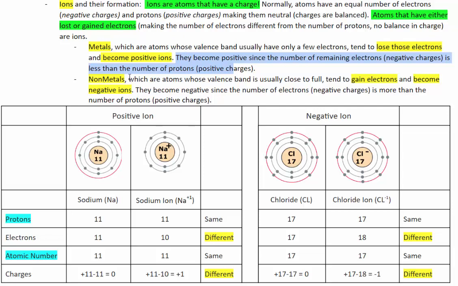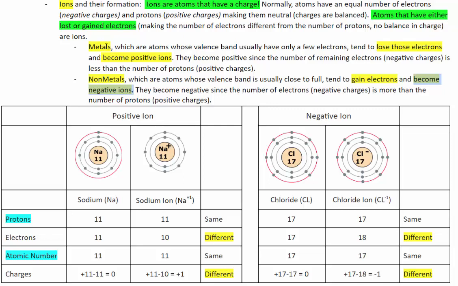Nonmetals, on the other hand, are atoms whose valence band is close to full. You know, like having 7 electrons out of 8 in the valence band, or 6 electrons out of 8. So those tend to gain electrons instead. When they gain electrons, we have more negative charges, since the electrons are negative, than positive charges. That makes the nonmetals negative ions, since we have more negatives.